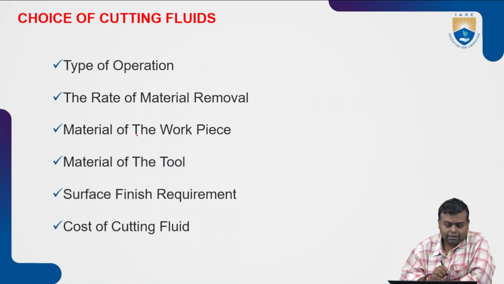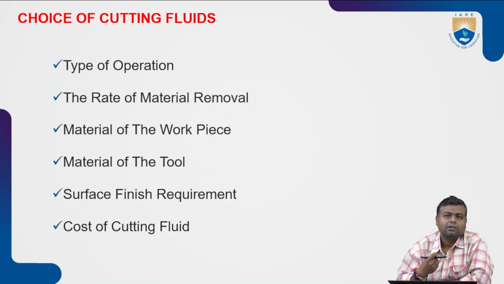Point number 2 is how much material you are going to remove, whether slight in terms of powder, or slight in terms of discontinuous chips or segmented chips, or continuous chips with a larger width. So it depends upon the material removal rate. The choice of the fluid depends upon that.